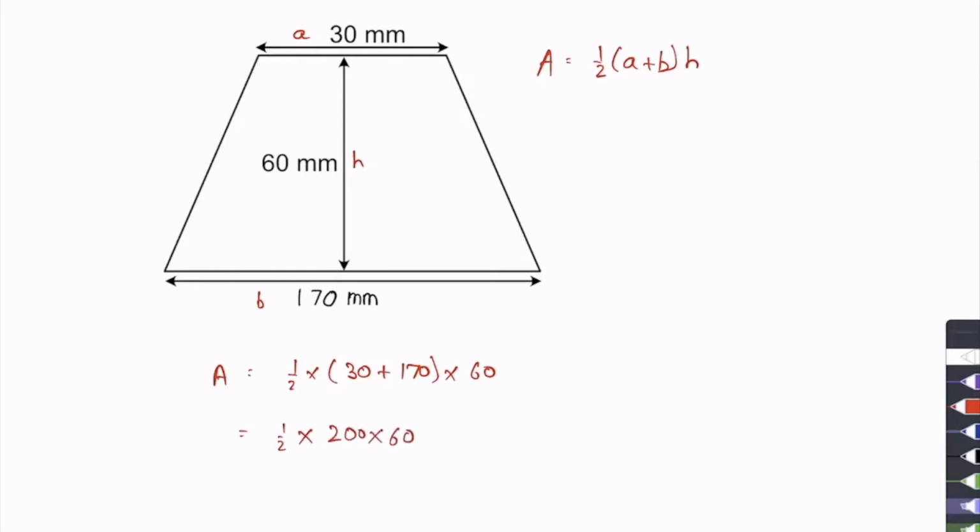So now we have a half times, and 30 plus 170 is 200, multiplied by 60. Well, half times 200 is 100. So we now have 100 times 60. And to work something like this, it's fairly simple. 1 times 6 is 6. How many zeros do I have? 3. Gives me 6,000 millimeters squared. And that's the area for this particular trapezium.